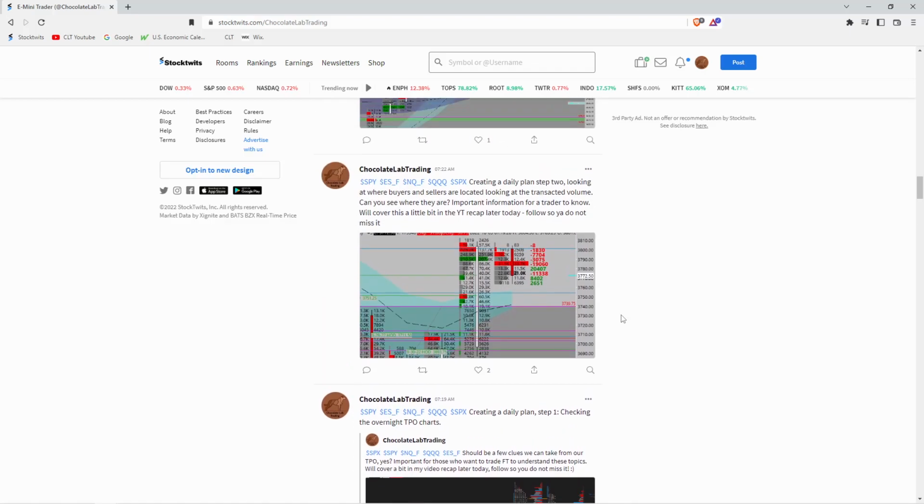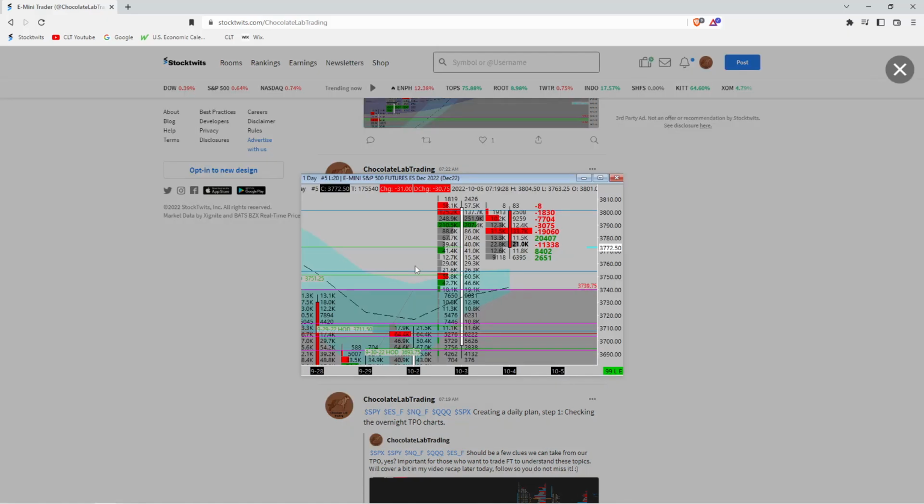So let's continue on. Creating a daily plan, step 2. Looking at where buyers and sellers are located, looking at the transacted volume. Can you see where they are? Important information for a trader to know.